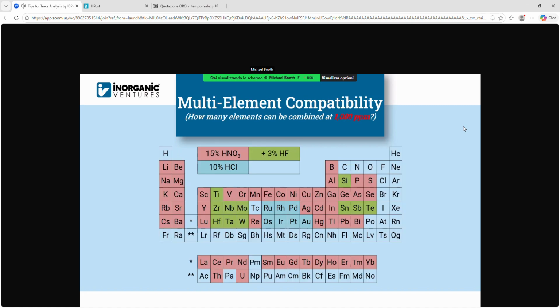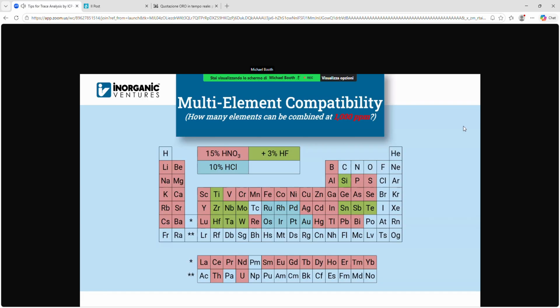All right, next up: multi-element compatibility. We talk a lot about concentration and how important that is to really create a stable solution. So how many things can we put together in one solution at different concentrations? This is kind of a rough guide. There are lots and lots of different variabilities that can happen and issues that can come up.